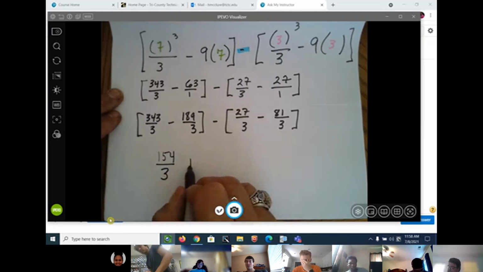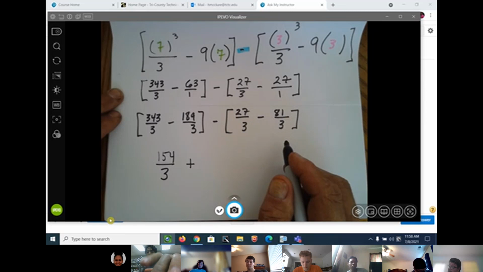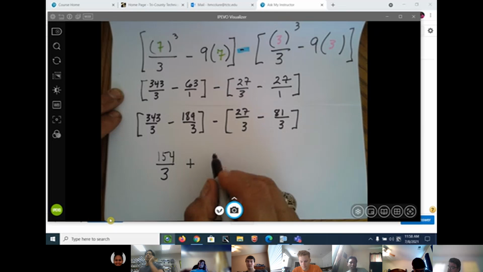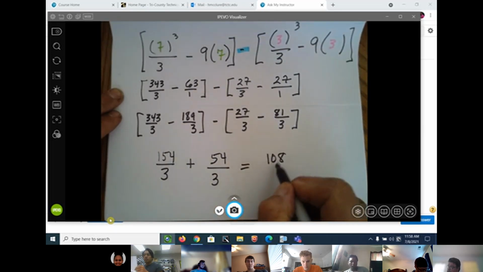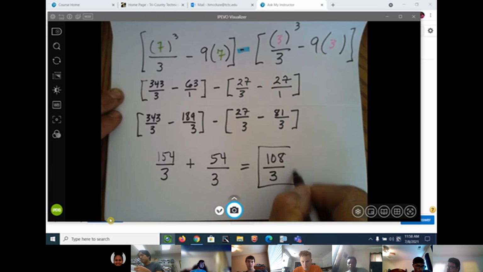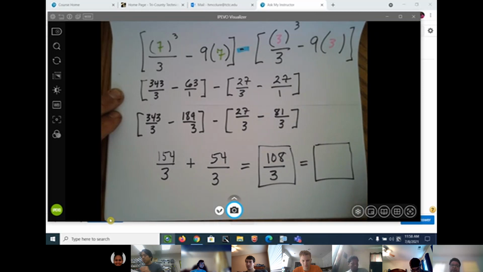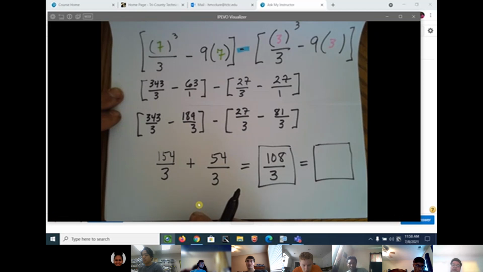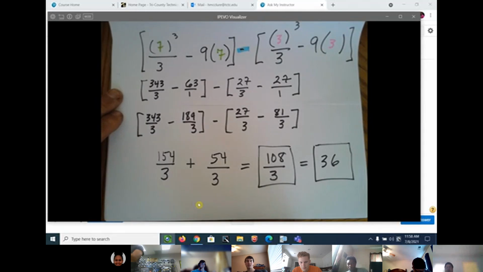Over 3 plus 27 minus 81. Negative 54. I got 108 over 3. Somebody give me a decimal just so we'll know. Round it to 2 places, please. 36. Yeah, 36. 36 square units.